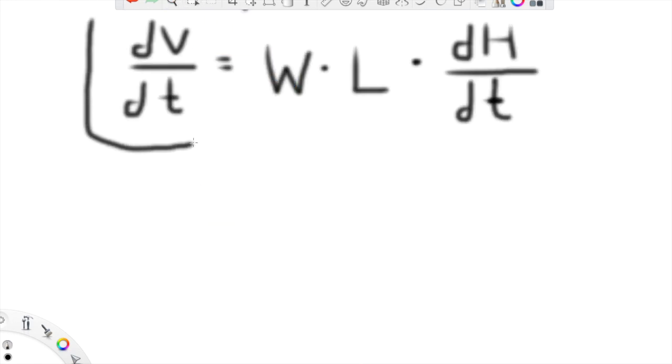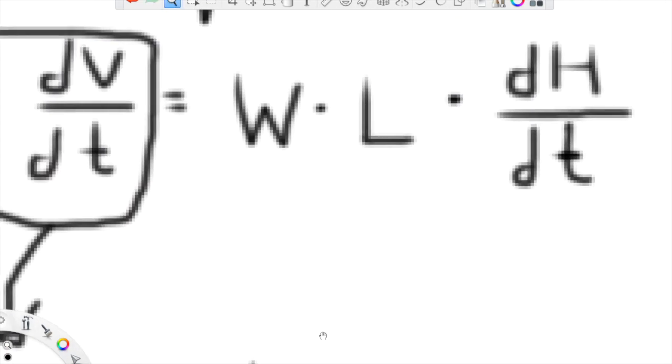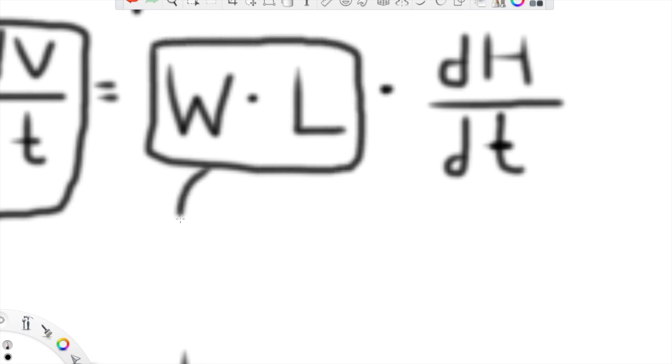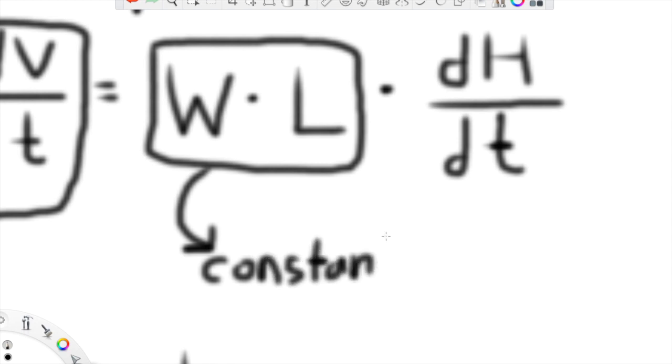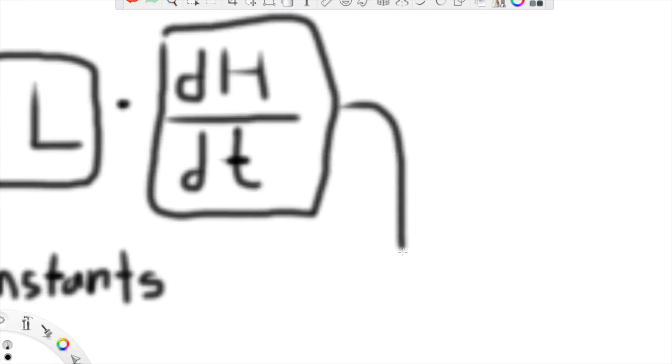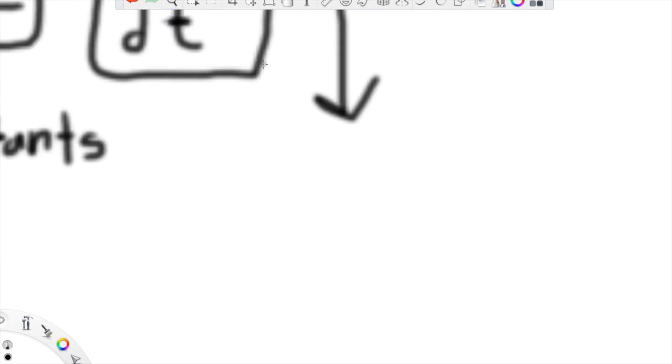Our dV/dt will represent the water pump rate. Width and length are constants, which is why deriving the formula makes no change to these two. And lastly, the dh/dt, which will be the rate at which the water level is rising. The requirement for this variable is 5 minutes.